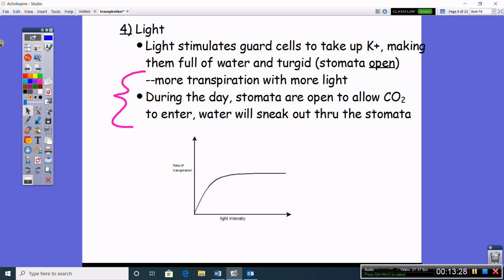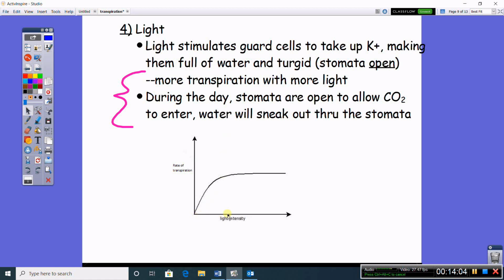So the technical reasoning for this is that light stimulates guard cells to take up K+. That'll give the guard cells more solute than the surrounding solution. That will make water want to enter them and make them turgid, which causes stomata to open. That's more complicated. To me, the easier explanation is that you're going to have more transpiration the more light you have, because during the day, stomata are going to be open to allow CO2 to enter, and if those stomata are open, the water can still exit.